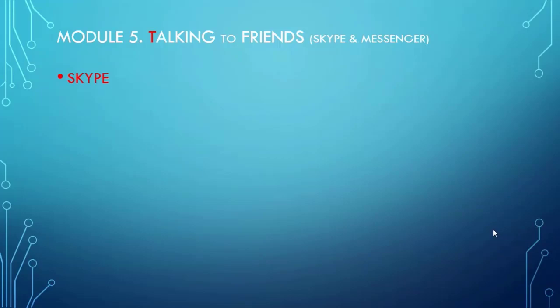So module 5, this is T for talking to friends using Skype and Facebook Messenger. So Skype is a video conferencing product which is built into Windows 10, and you can connect to other people using Skype over the internet by means of locating them through their Skype account, which typically is a variant on the email address that you've got.